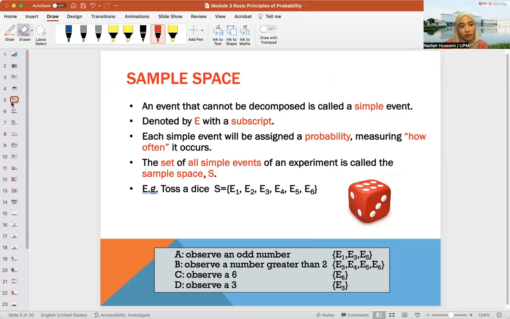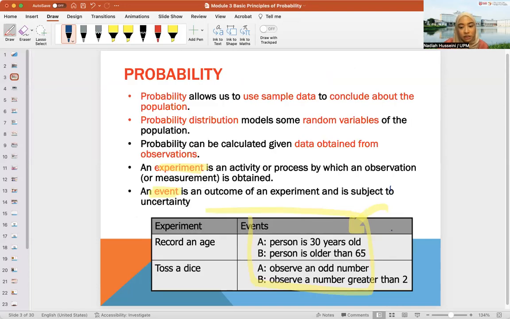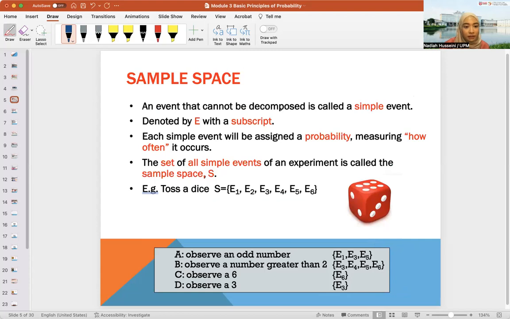Okay, so we talked about experiment, we talked about events, and those are where we get the data. What about sample space? This is our third term for today. An event that cannot be decomposed is called a simple event. We saw events just now, for example, a person is 30 years old. Can I further decompose it? I don't think so. That's the data that we have. Can I break this data into multiple data? No. So we call this a simple event.